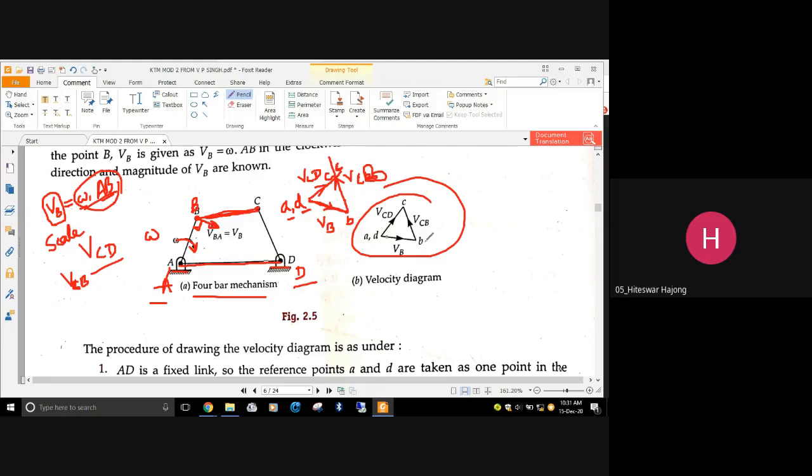Yes, sir. Okay. Now, once you have drawn this particular diagram, and now we have come up with this diagram. Now, what we can do, already we knew the scale, right? We knew that, suppose one.